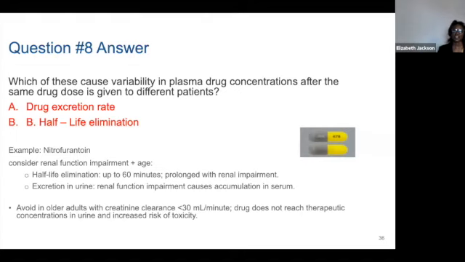This is a drug you want to avoid in adults with creatinine clearance less than 30 mL per minute, because this drug will not reach therapeutic concentrations in the urine. And in fact, it has increased risk of toxicity. So this is a drug we want to always be aware of the creatinine clearance, of the kidney function. Next slide, please.